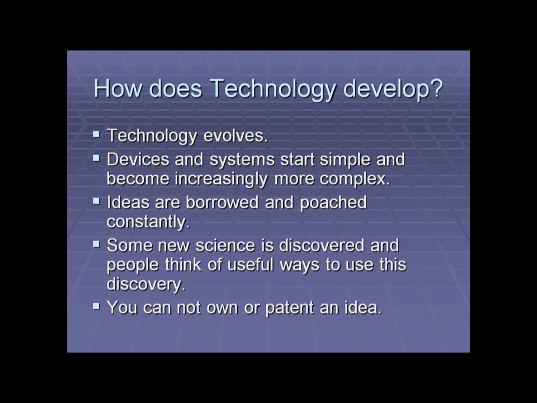How does technology develop? So, technology evolves. Devices and systems start simple and become increasingly more complex. Ideas are borrowed and poached constantly. Some new science is discovered and people think of useful ways to use this discovery. You cannot own or patent an idea.